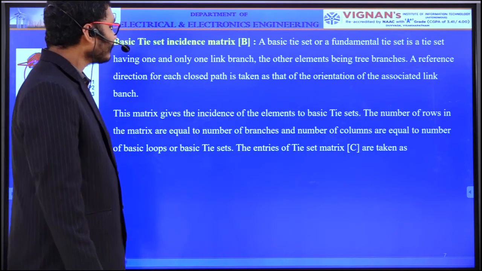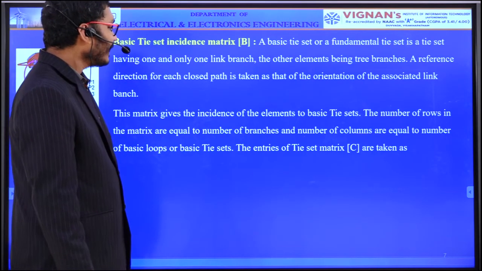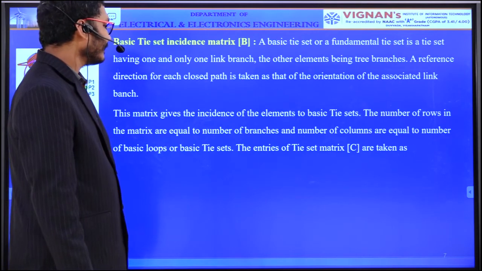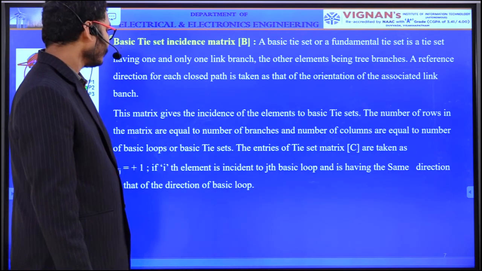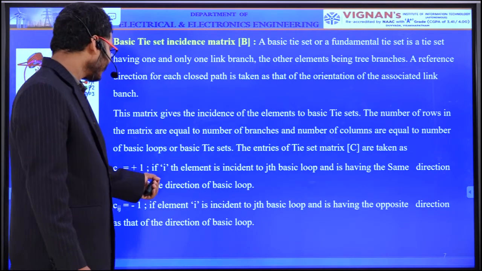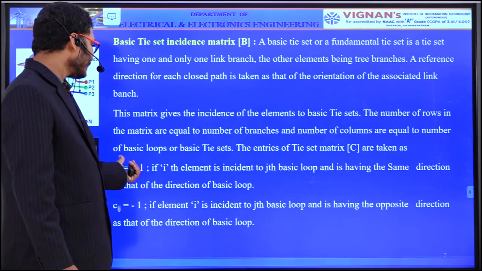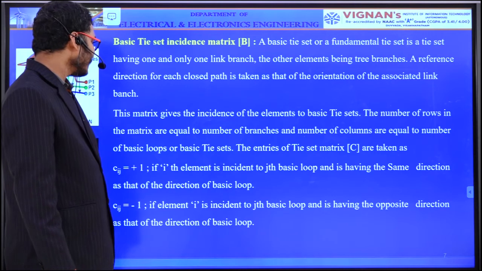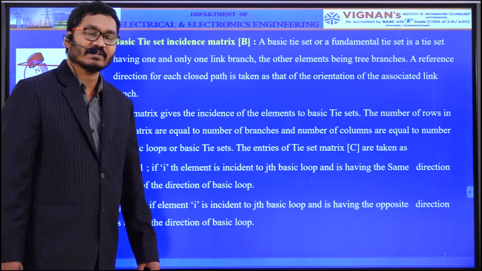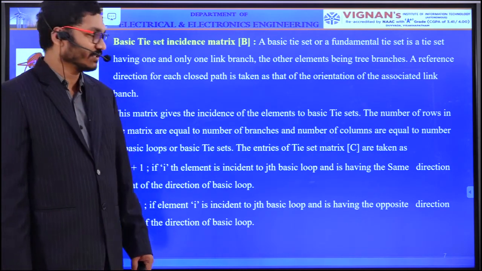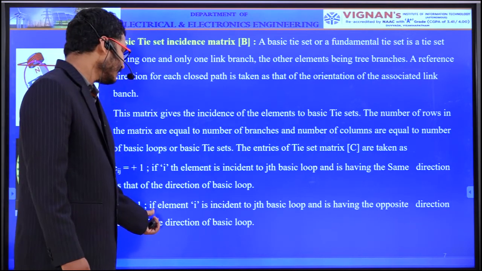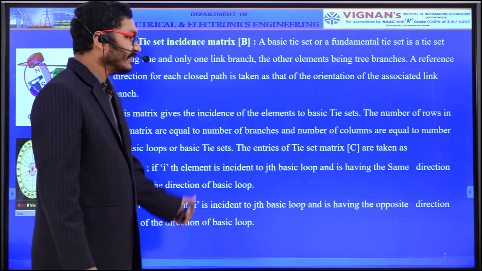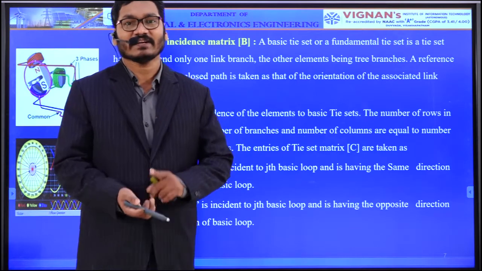The columns are the number of basic tie set branches, same as the previous one. Each entry is an element of the tie set incident matrix. It may be +1 or -1, or it may be 0. If the branch is not coincident, you make it 0. If it is coincident, it may be +1 or -1.